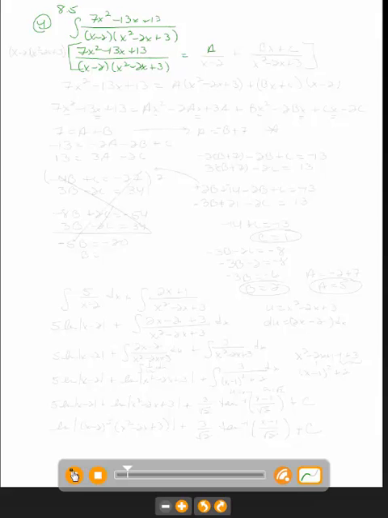So the first one is just A over x minus 2. But the second one, because it's quadratic, we have to put a linear above it, so Bx plus C. Again, multiplying through by the common denominator. I get 7x squared minus 13x plus 13 is equal to A times x squared minus 2x plus 3, and this is going to be Bx plus C times x minus 2. And then I have to multiply all that stuff out.